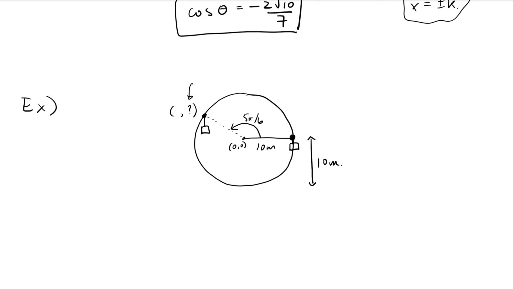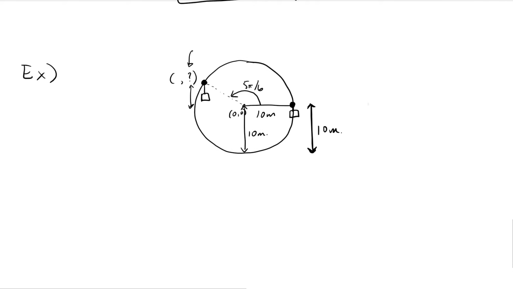Knowing that y value, we could add it to 10, because this is already 10 meters here. So we need to add this quantity here. This is what we're trying to find, and we add it to 10, and then we'd find the height. So for this problem to be solved, we'd have to find the x and y coordinates of this point.